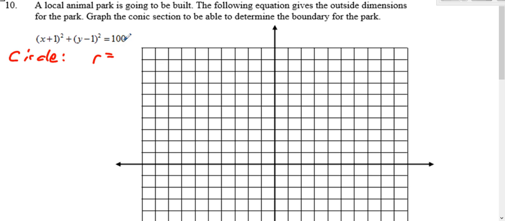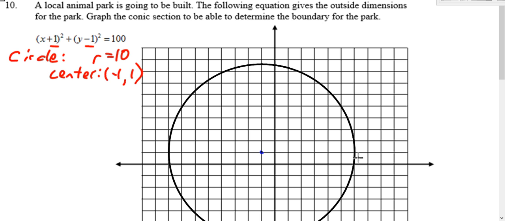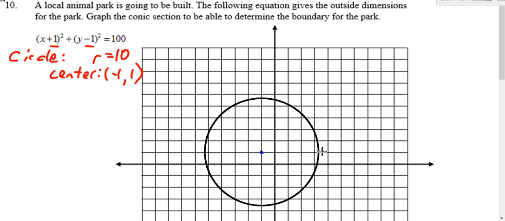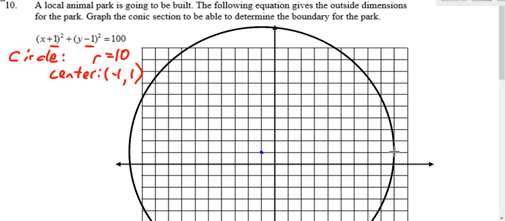And the radius, you gotta take the square root of 100, so the radius is 10. And the center, just have to change those signs: -1, comma 1. So -1, 1 is our center, and the radius is 10. So 2, 3, 4, 5, 6, 7, 8, 9, 10. There's our circle. That's the entire part.